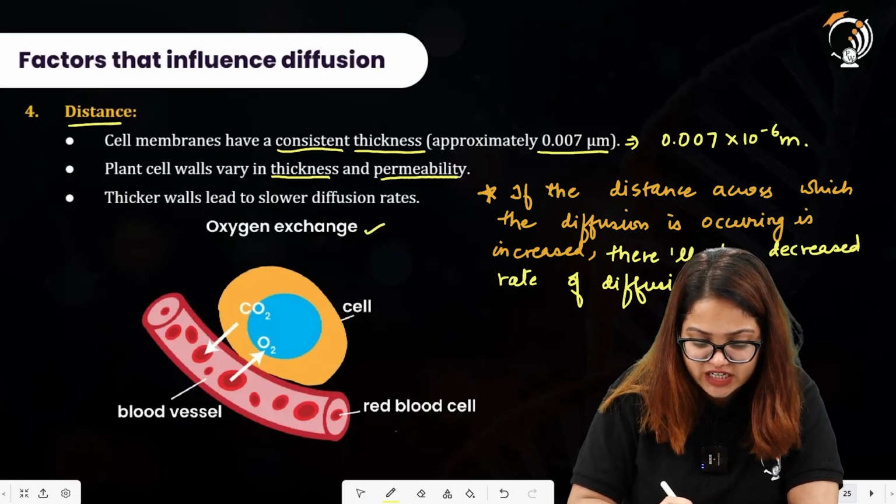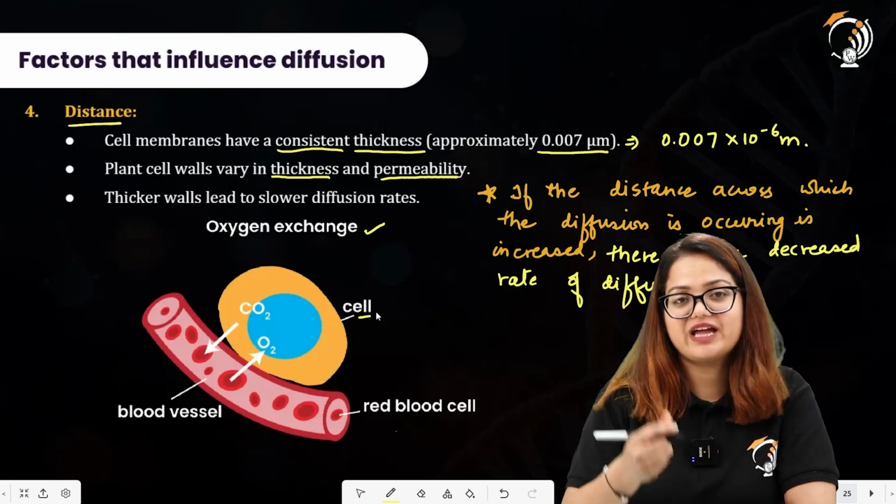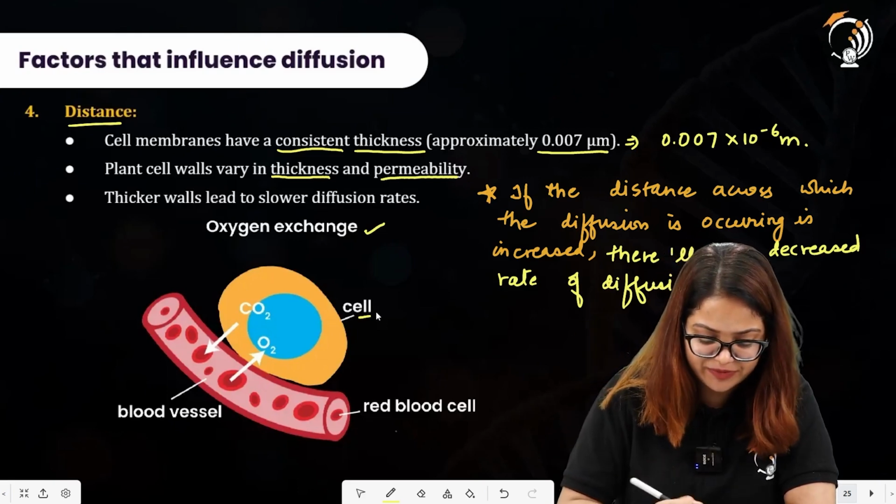So oxygen exchange has been represented as an example here. Here we have a cell, and we have already discussed this diagram.